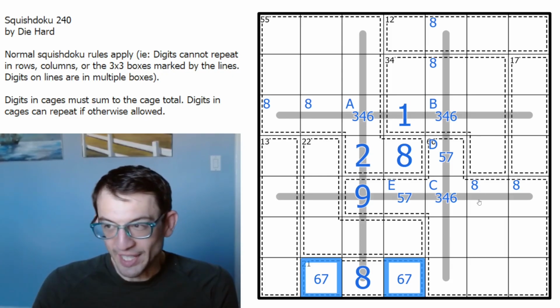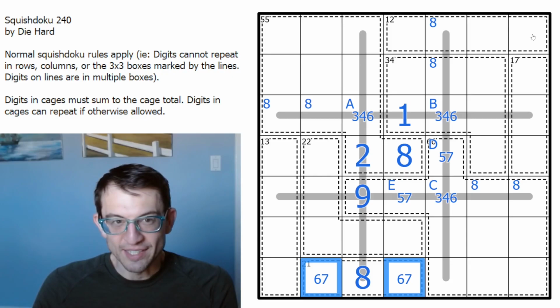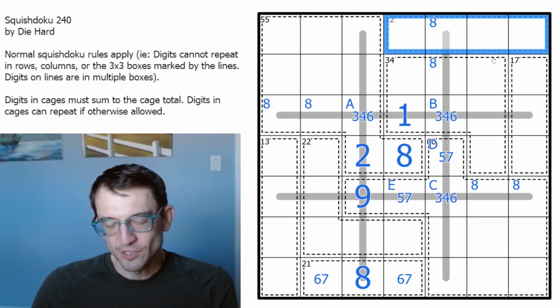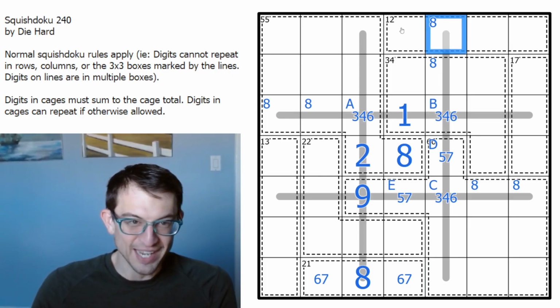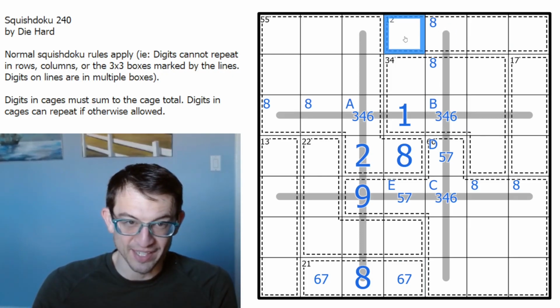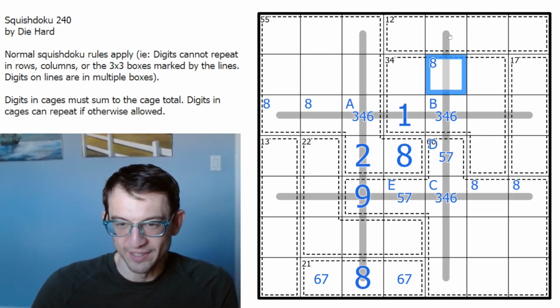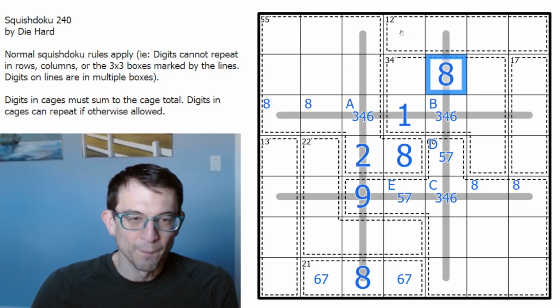Continuing on looking through cages, I can look at this 12 cage, right? So this 12 cage has to have a 1 in it. Actually, right now, I can tell you it doesn't have an 8 in it. If I place an 8 in it, I need 3 digits that sum to 4. That's not going to work. So I know already that the 8 is going to go here.